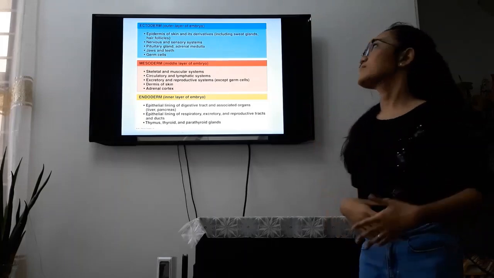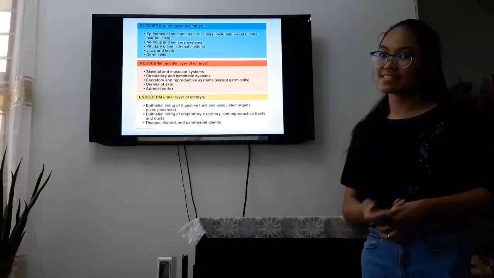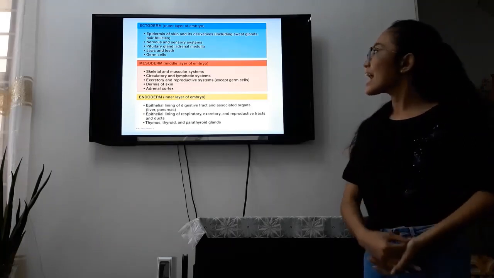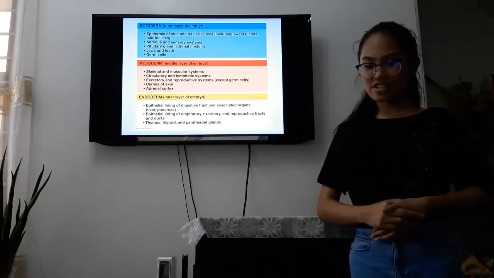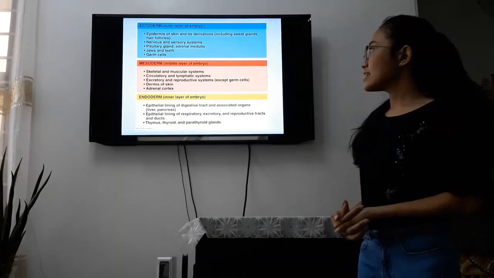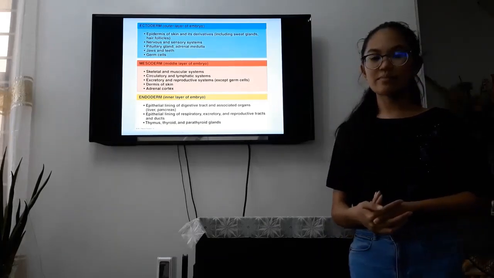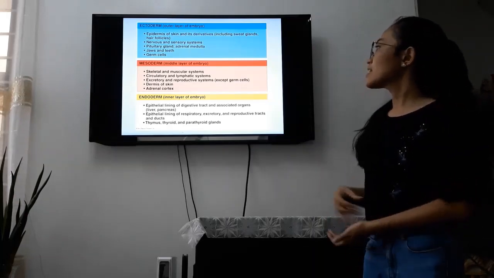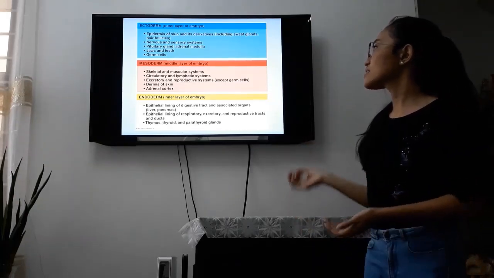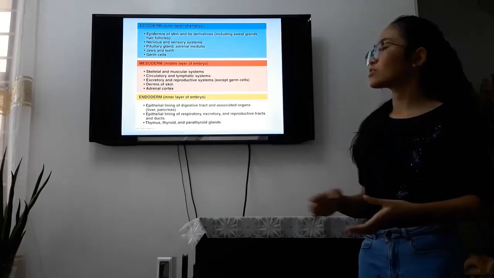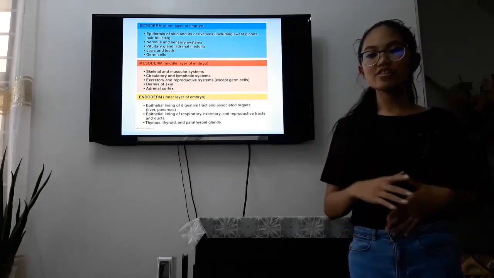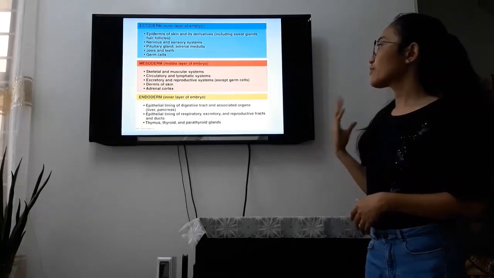It basically forms the epidermis of skin and its derivatives, the nervous and sensory systems, pituitary gland, jaws and teeth, and the germ cells. Secondly, the mesoderm, which is the middle layer of the embryo. It basically forms the skeletal and muscular systems, the circulatory and lymphatic systems, excretory and reproductive systems, dermis of skin, and adrenal cortex.